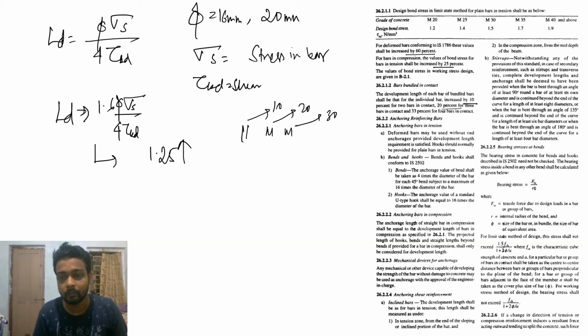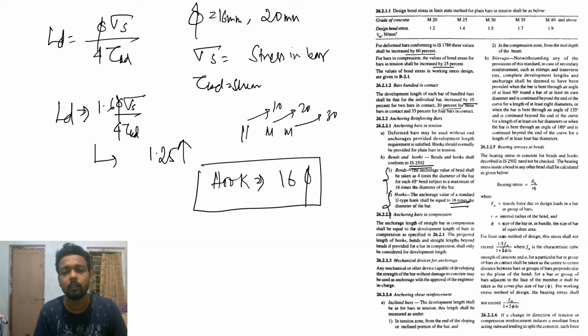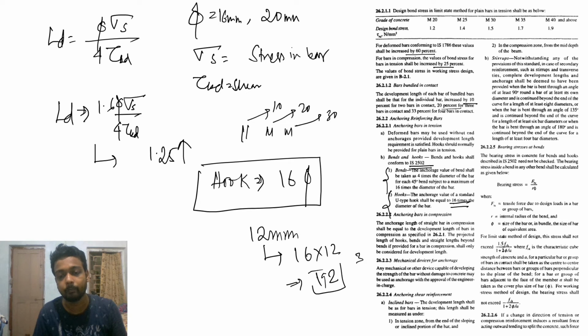For anchoring, the bends and hooks shall conform to IS 2502. The bend should be 45 degrees, the hook should be U type, and its length is 16 times the diameter. So hook equals 16 phi. Suppose someone asks you, if I use a 12 mm bar, the hook should be 16 into 12, which is equal to 192 mm. This is the length of the hook.